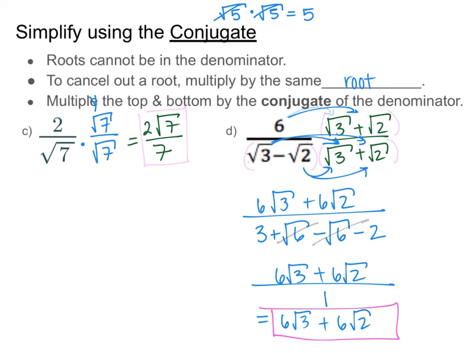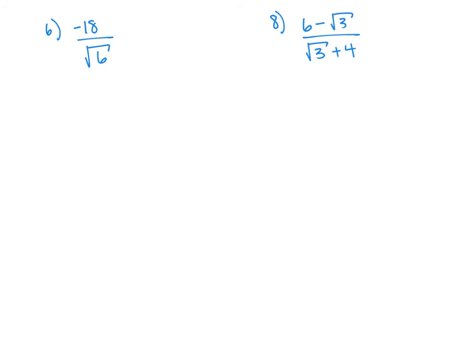All right. So if you're feeling pretty good about these problems, let's try 2 more problems from the homework where we are dealing with roots in the denominator and more conjugates being used. Okay, so let's start with number 6 here. Number 6 has a square root of 6 in the denominator, so I am going to have to get rid of that square root by multiplying it by the same root. So square root of 6 for the bottom and for the top.